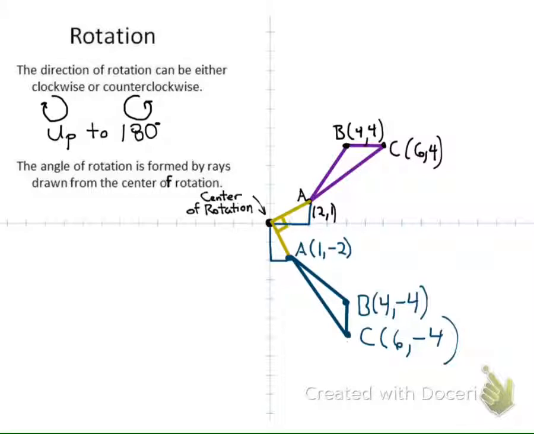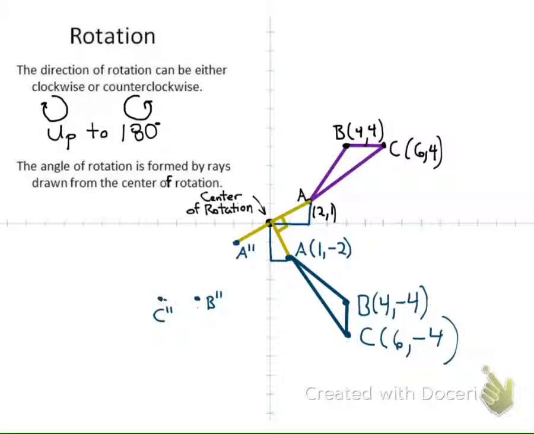So I went over 2, up 1. I'm going to do that same thing, the opposite direction. That gives me a straight angle. This gives me my new point. We'll put A double prime. To go to B, I went right 4, up 4. I'm going to go left 4, down 4. B double prime. And C, I went over 6, up 4. I'm going to go left 6, down 4, and get C double prime.